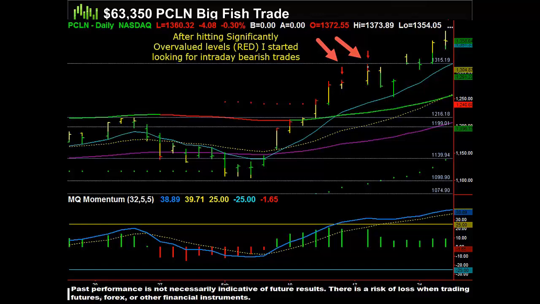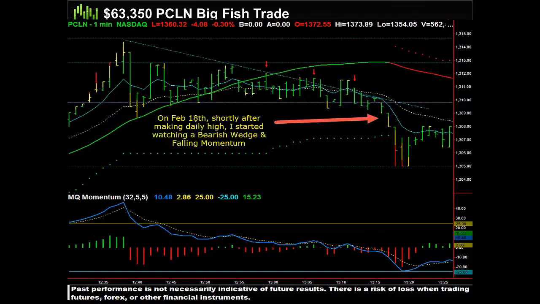The purpose of getting into this trade is not to identify the top. I was looking here and I was looking here. These are the two days I was watching. On the day of February 18th, keep in mind this is a 1-minute chart, this is roughly 12:30 in the afternoon.